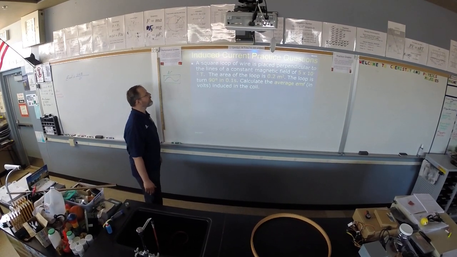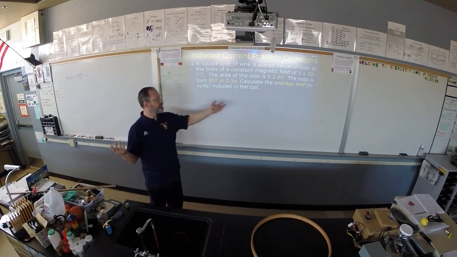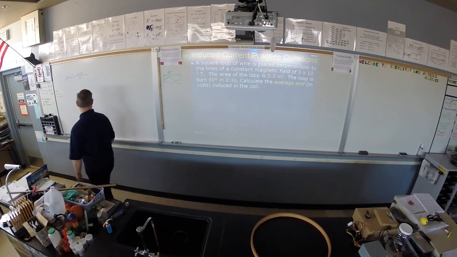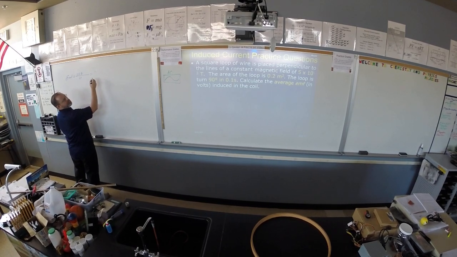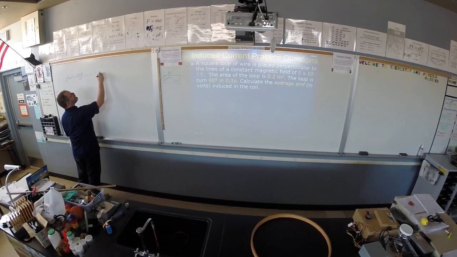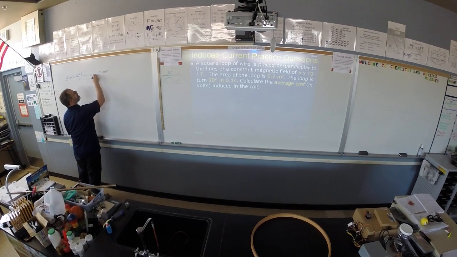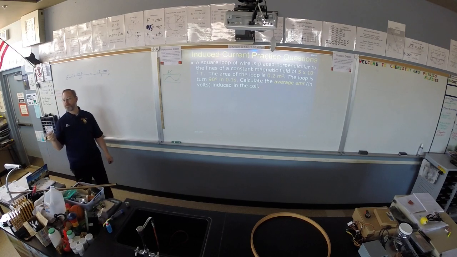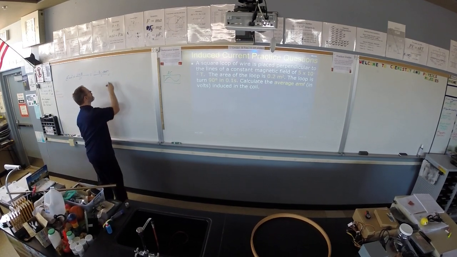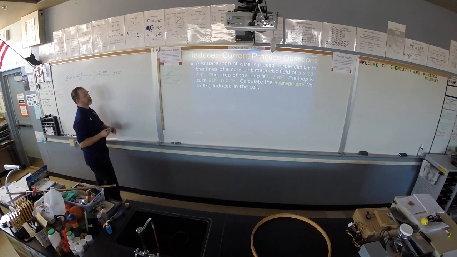And it turns 90 degrees in 0.1 seconds. So you got your time. Calculate the average EMF. So just plug your numbers in. 1 times 0.2 times 0.005 divided by 0.1. And what is your average EMF? 0.01 volts. Okay.